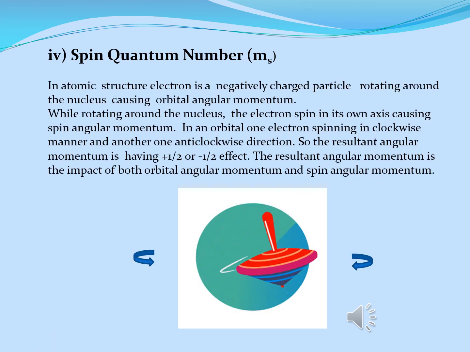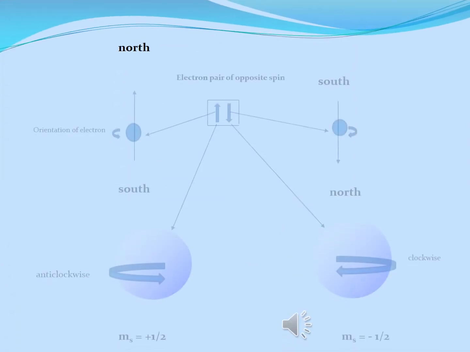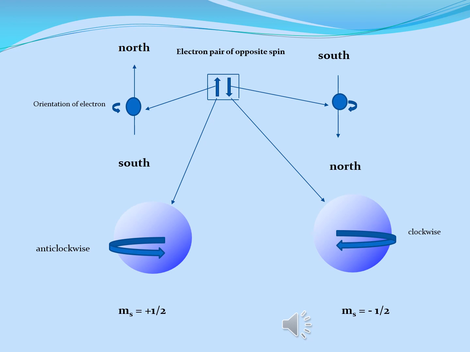The spin quantum number gives an idea about the spinning of the electron on its own axis, in a clockwise or anticlockwise fashion, and its impact on orbital angular momentum. This is a pictorial diagram of the spinning of the electron in a clockwise or anticlockwise manner. The resulting values are of the same magnitude but of opposite sign due to different rotational characteristics.